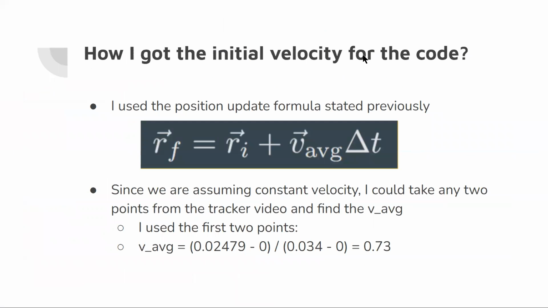So you saw I had an initial velocity of 0.73 in the x direction in the code. And how did I get it? I essentially used the position update formula stated previously right here. And since we're assuming constant velocity, I could take any 2 points from the tracker video and find the v average as shown in the formula right here. So I used the first 2 points that we saw in the tracker video, and then I eventually reached 0.73 meters per second as my v average to get my initial velocity and put it into the code.